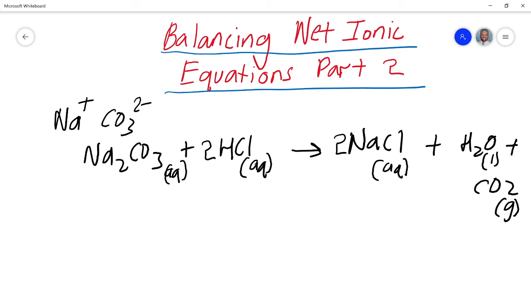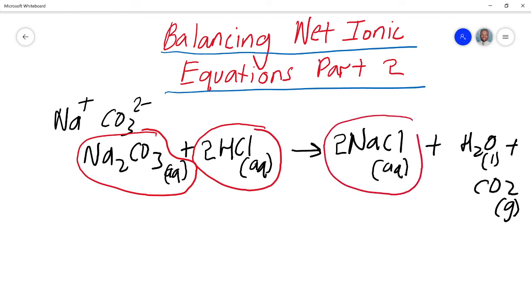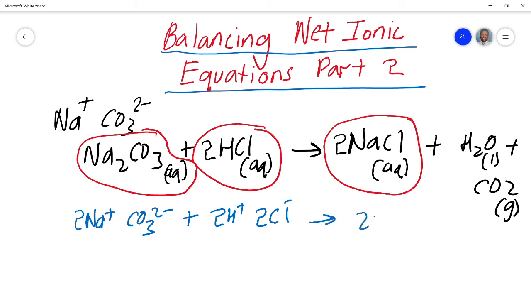The next thing I need to do is to split the aqueous solutions. So I can always circle the aqueous just to show you what I'm going to be splitting. Great. So let's split sodium carbonate. We've got 2 atoms of sodium, so that's going to be 2 Na+ plus CO3 2-, reacts with 2 H+ and 2 Cl-, to produce 2 Na+, 2 Cl-, to produce H2O and CO2. All right, so we've now split all the 3 aqueous solutions.